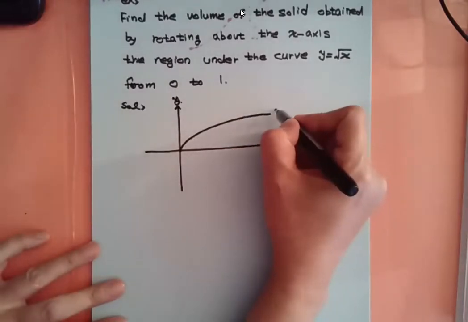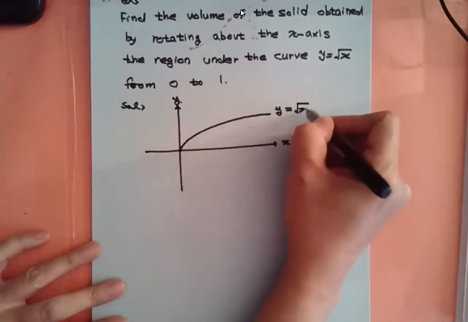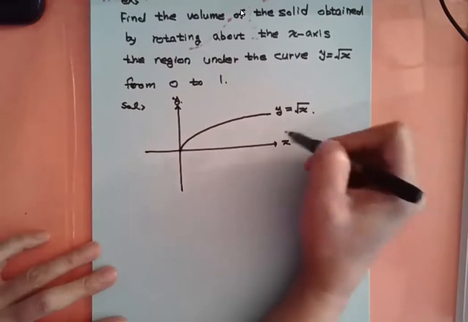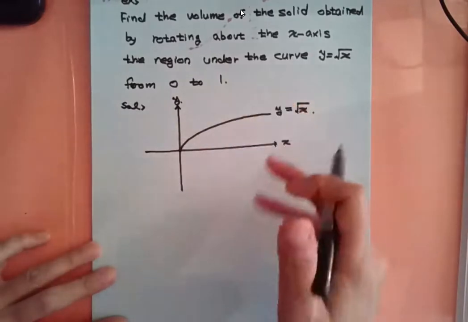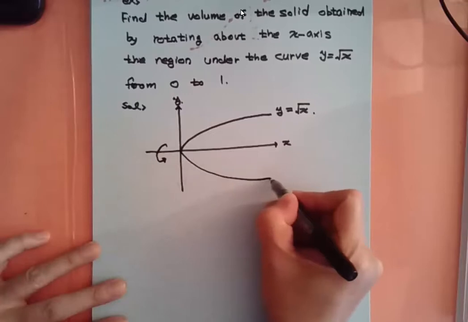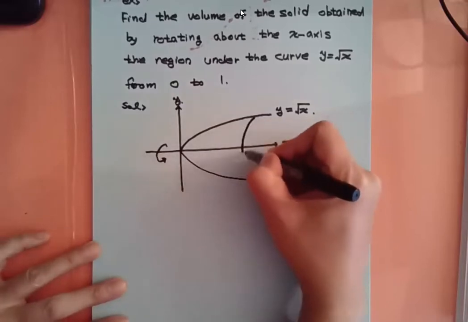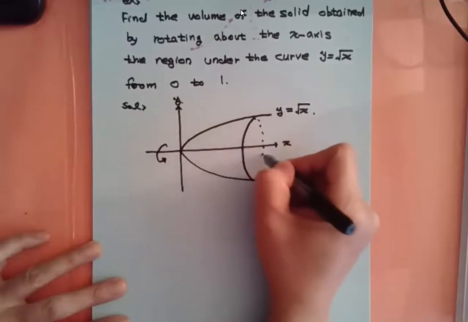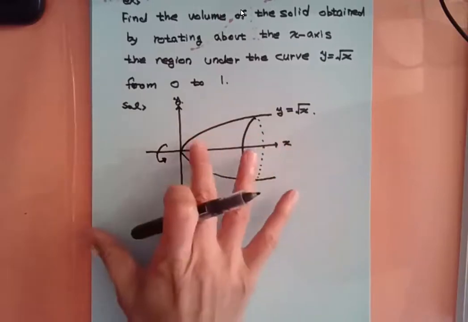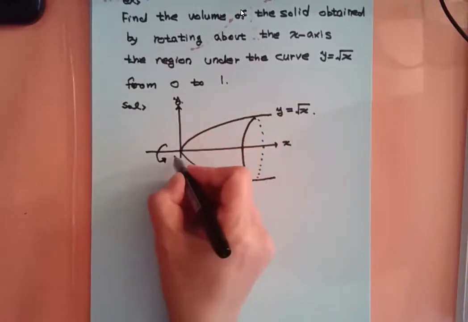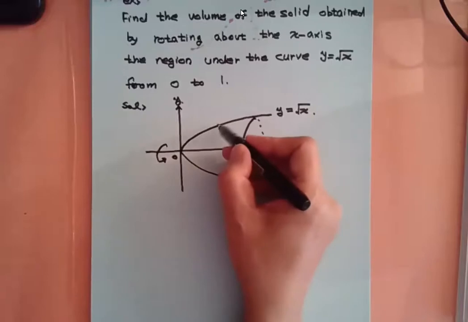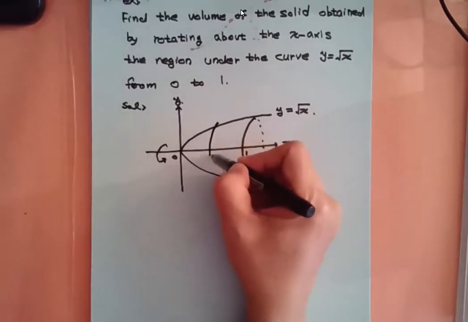So we have a graph of the function y equals square root of x. In this problem, we are rotating around the x-axis. We rotate this object this way, and then the solid will be created, and it looks like this. They're asking us to figure out the volume of this object when x ranges from 0 to 1. Then the cylinder we can draw will look like this.